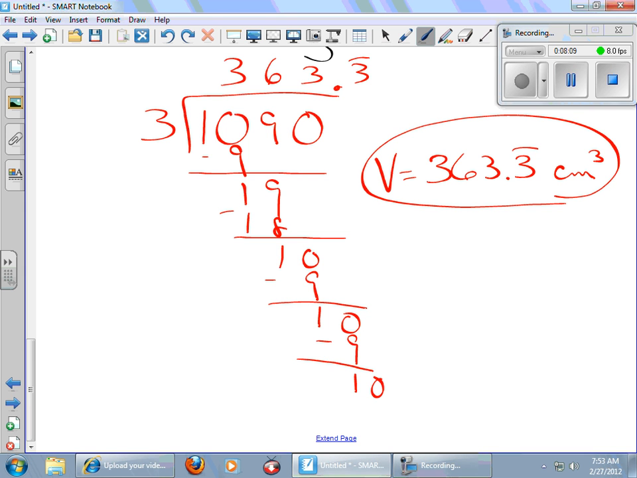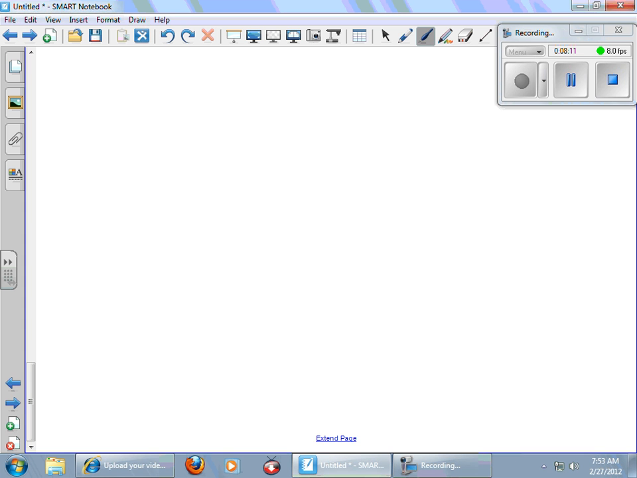Now, as far as cones go, for cones, it's almost the same thing. I'm going to start with the volume. So the volume of a cone, you're going to do the area of the base, which in a cone is a circle, times the height of the cone, and divide by 3.